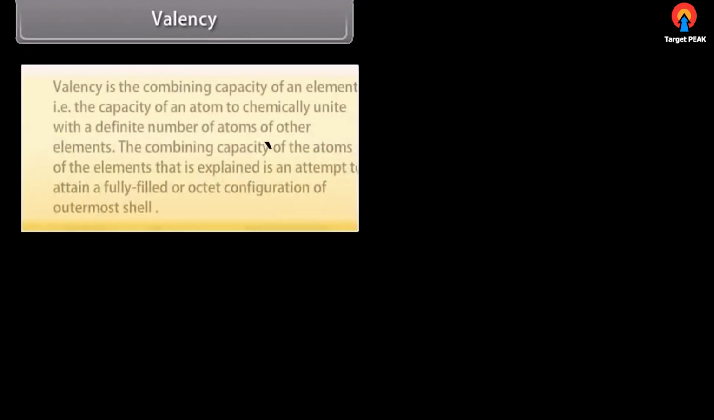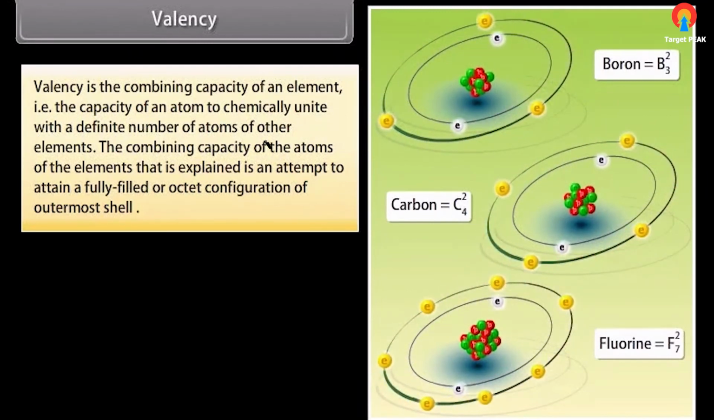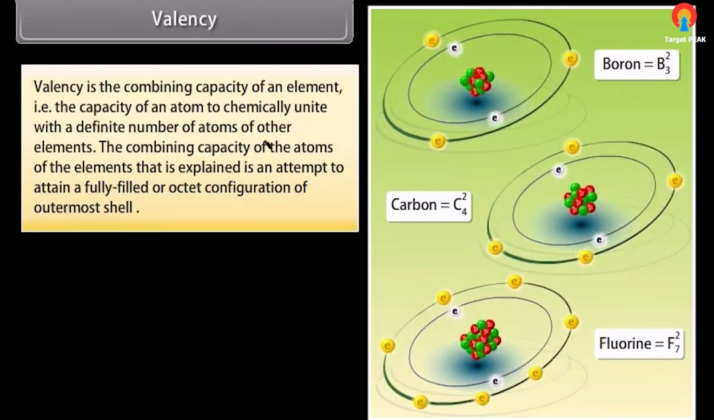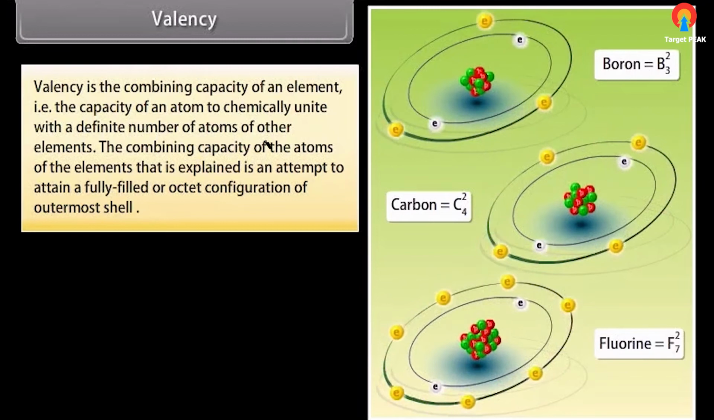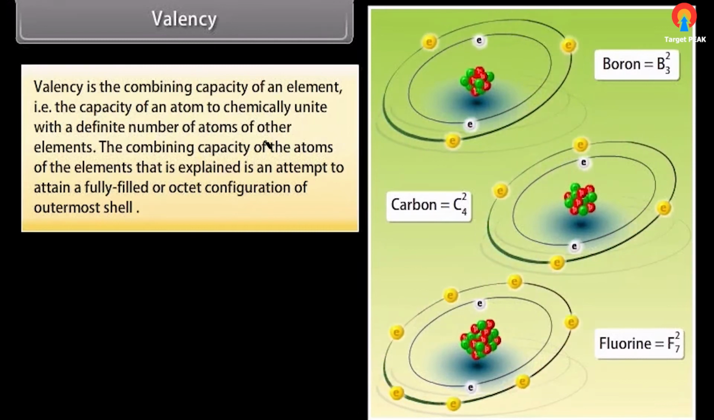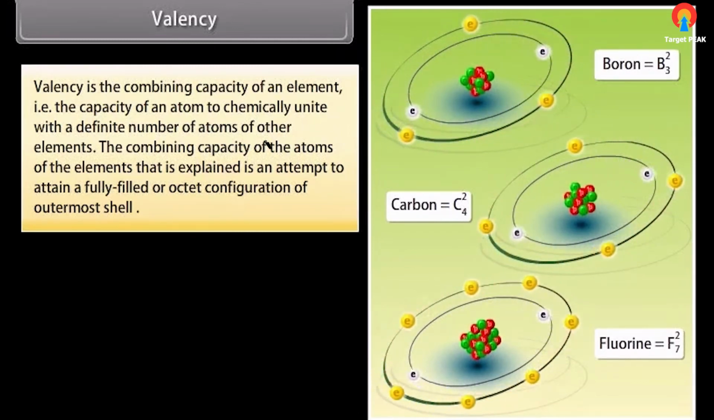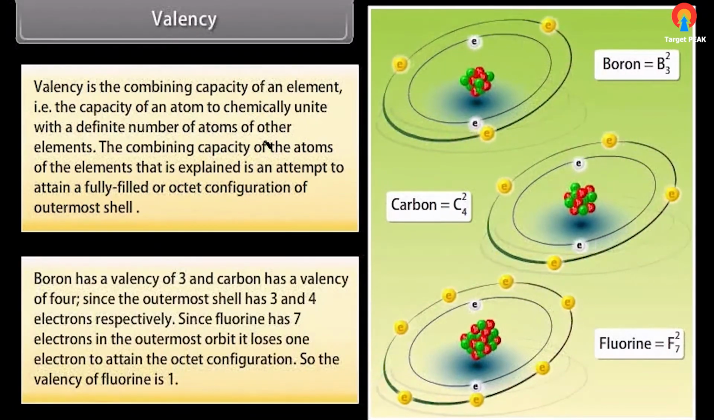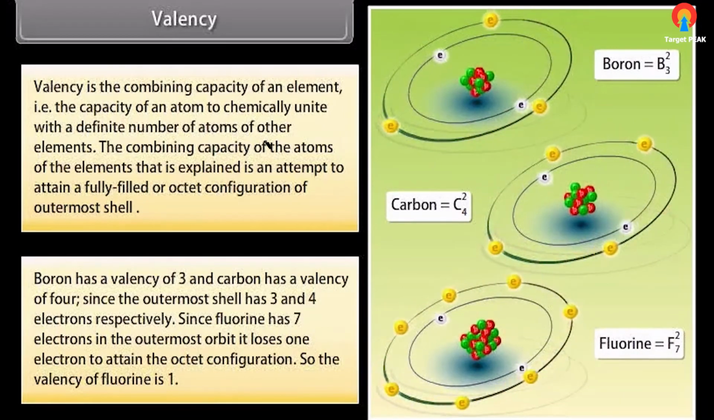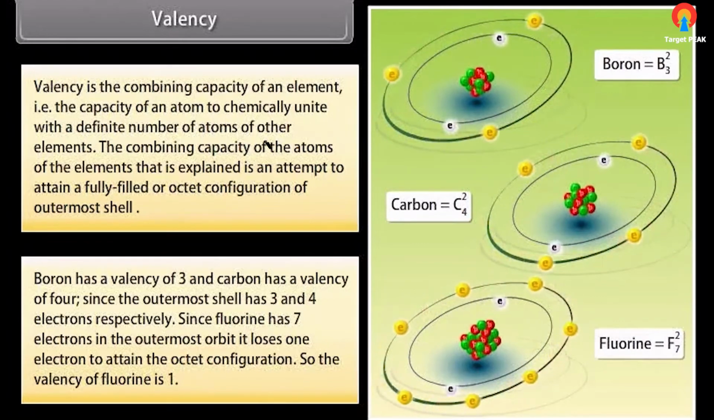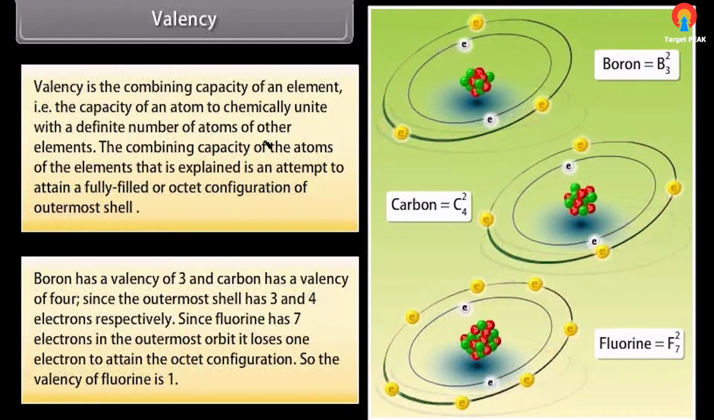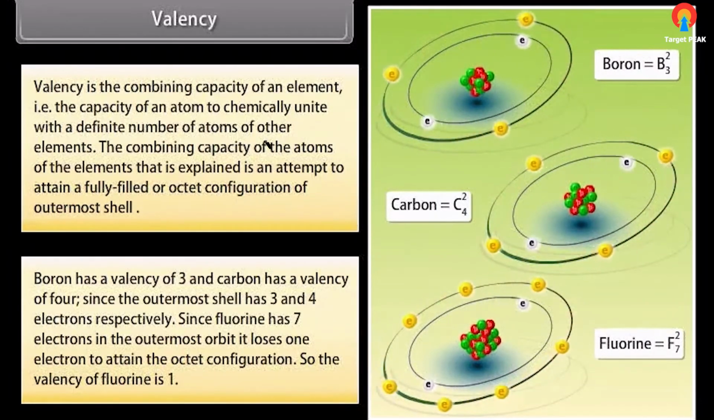Valency. Valency is the combining capacity of an element, that is, the capacity of an atom to chemically unite with a definite number of atoms of other elements. The combining capacity of the atoms of the elements is explained as an attempt to attain a fully filled or octet configuration of the outermost shell. Boron has a valency of 3 and carbon has a valency of 4, since the outermost shell has 3 and 4 electrons respectively. Since fluorine has 7 electrons in the outermost orbit, it gains 1 electron to attain the octet configuration. So, the valency of fluorine is 1.